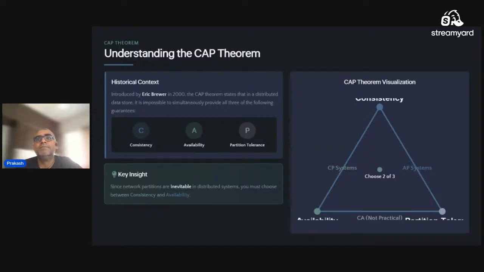And when we talk about distributed systems, we can't afford to not have partition tolerance. We have to have that, because it is essential for a distributed system. So what it is simply saying is that you've got to pick between consistency and availability, right? You can't have all three at the same time. You have to make some compromise.